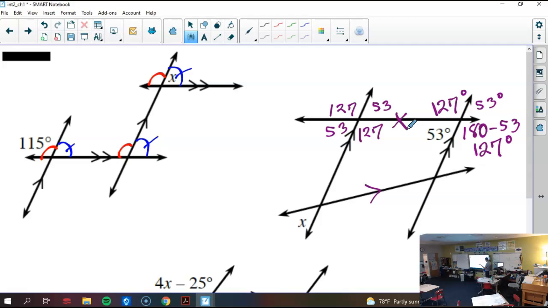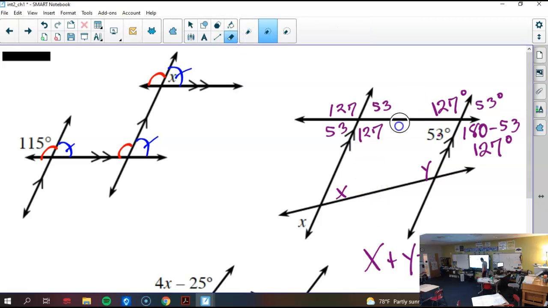Oh, yeah. Wait, so that's it. So X plus Y equals 180. Oh, X is 0. Wait, that doesn't work. So if these are 180 already, then these will be 180. Okay, so X plus Y equals 180. Why is it 180 minus X? You are correct. That is helpful.